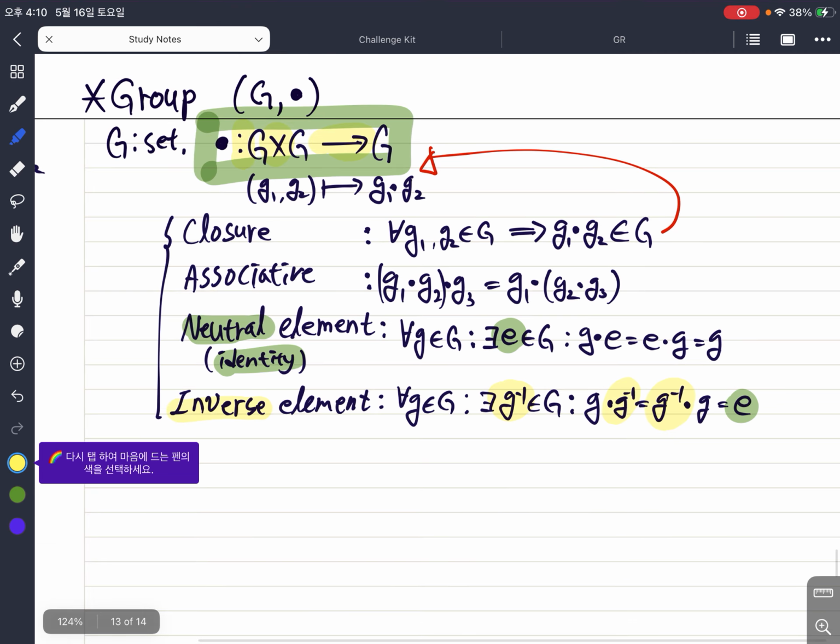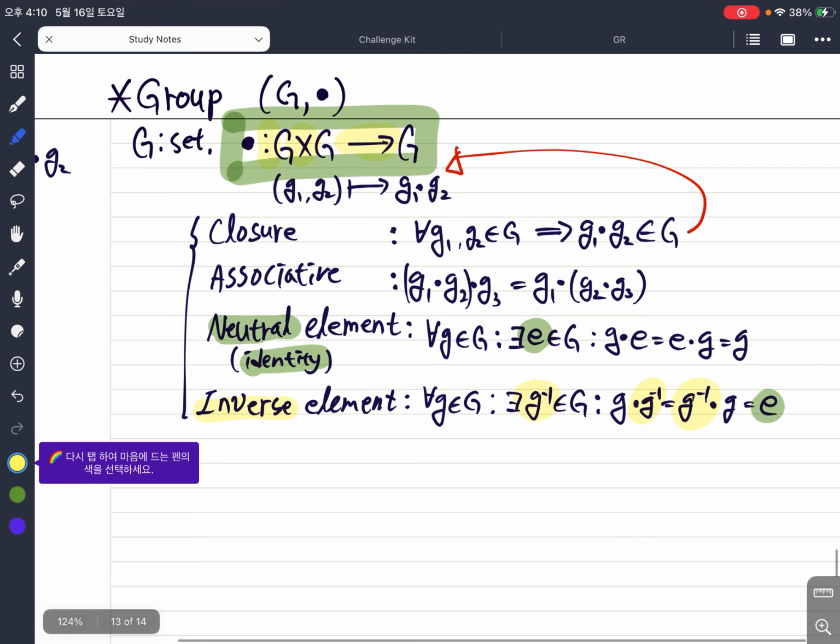If you have this set and some operation like plus satisfying these rules, you call it a group.